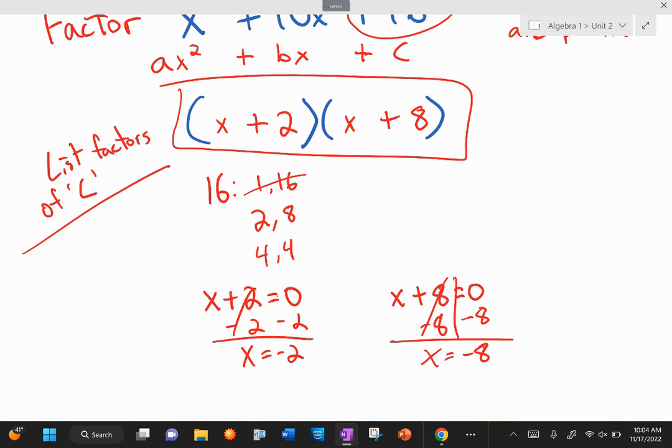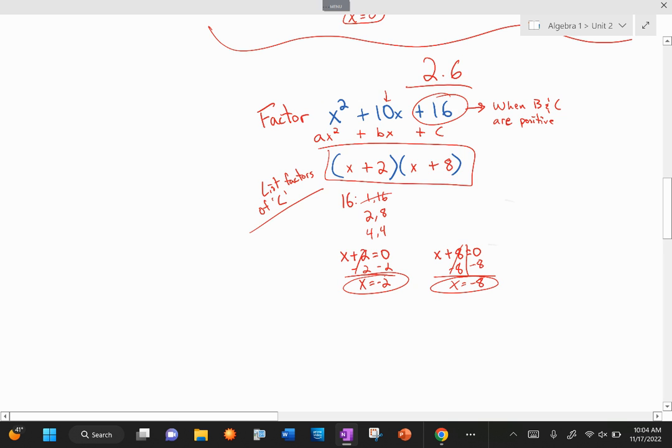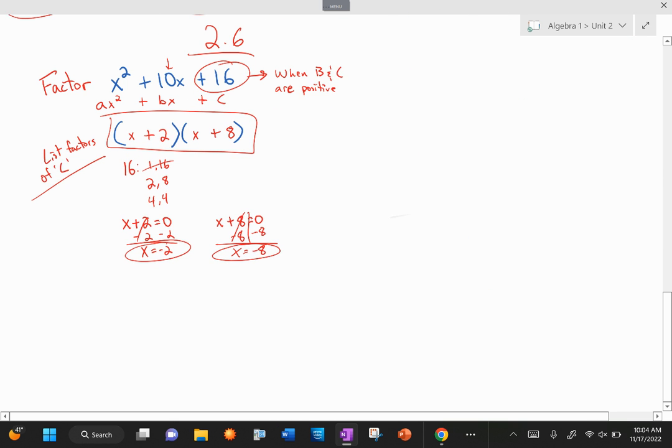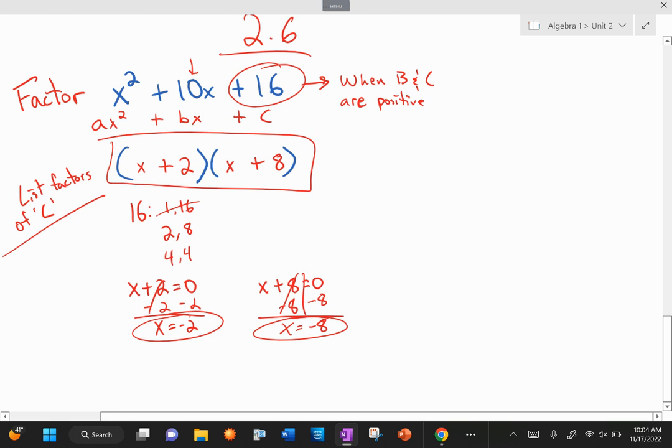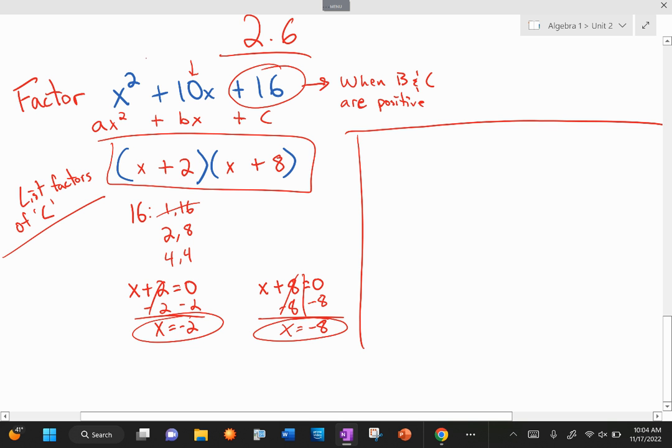Okay. So X is -2 and X is -8. Okay. Let's try some more. This is good stuff. Okay, so let's do, I'm gonna make this number 1: X squared plus 7x plus 6.